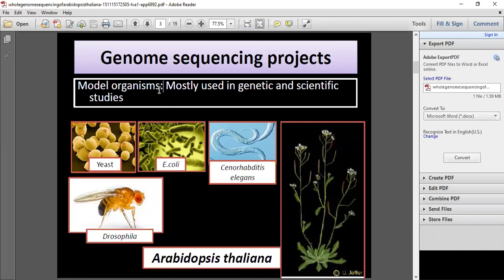In microorganisms, that is bacteria, they chose E. coli. In the fungi class they chose yeast. In insects they chose Drosophila. Caenorhabditis elegans is the nematode. They chose these as model organisms. From every family of organisms, they have chosen a model organism.